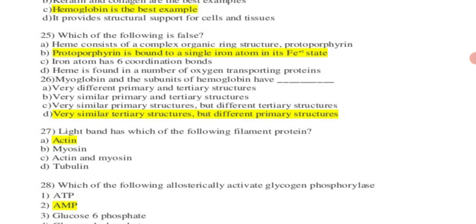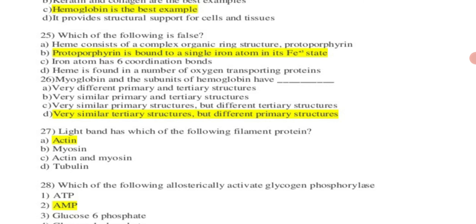Light band has which of the following filament protein? Answer of it is actin. The other option, like tubulin, is a globular protein and it gets polymerized into a microtubule. The microtubules are a major component of a eukaryotic cytoskeleton. They play an important role during cell division and intracellular transport. The myosin is useful for muscle contraction and it gives motility to eukaryotes.